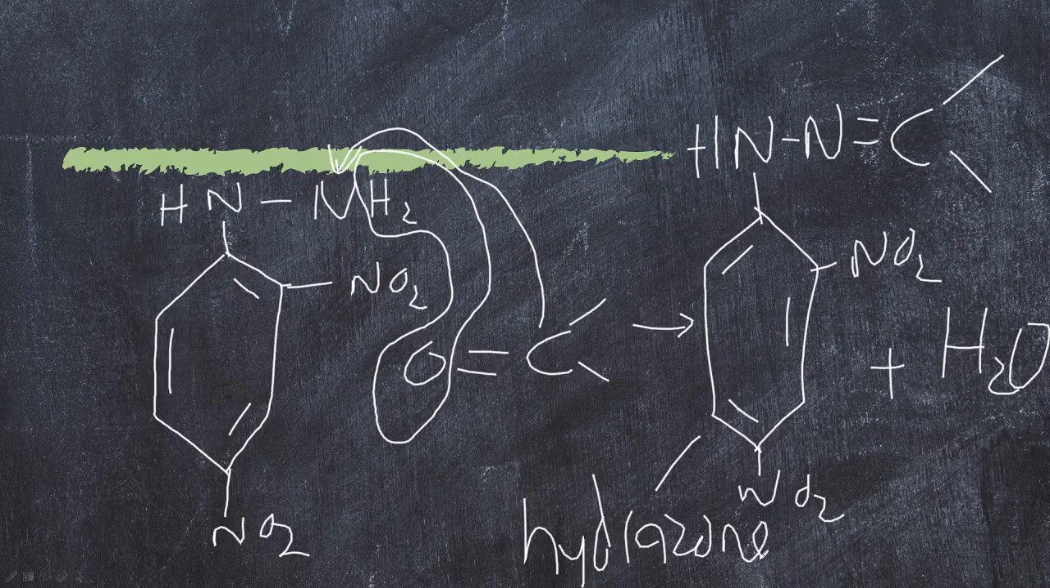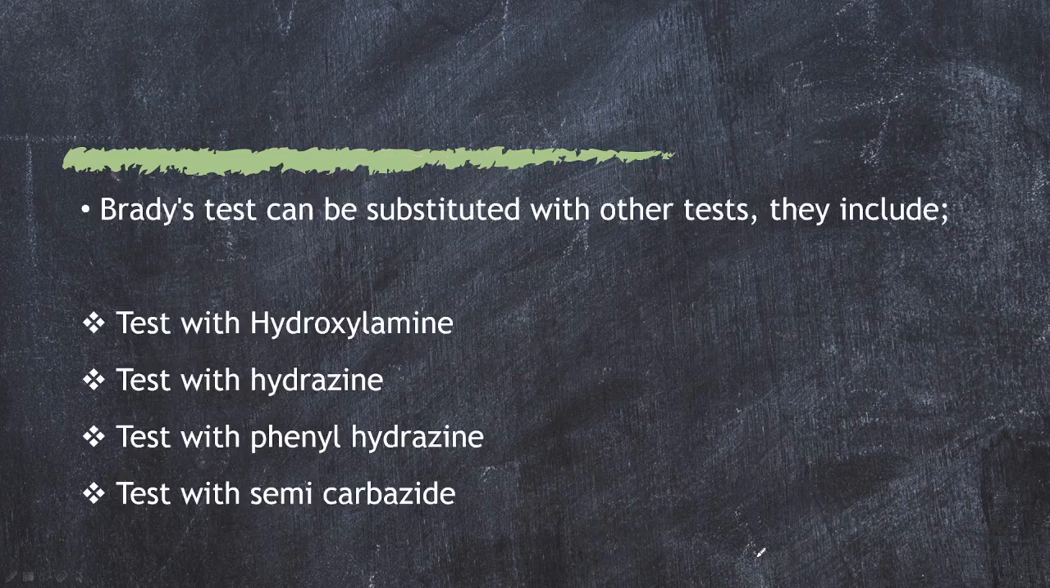This is a yellow crystal, and once this yellow crystal is observed on heating or leaving to stand for a while, we find out that hydrazone is formed. We don't need any further tests. This will just tell us that we are dealing with a carbonyl group. So in our inference, we can just write: carbonyl compound present. Now Brady's reagent, that's the 2,4-dinitrophenylhydrazine, can be substituted with other reagents.